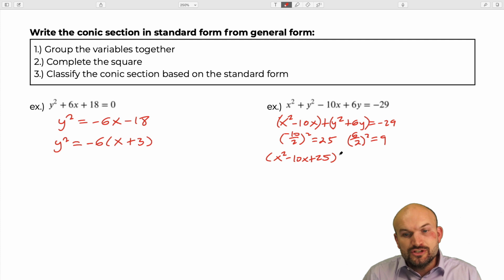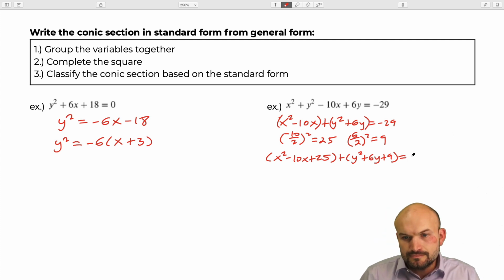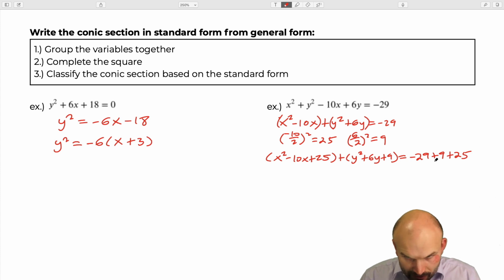Just remember that once you add them to the left-hand side, you're also going to want to add them to the right-hand side. So we're going to have y squared plus 6y, and then a plus 9, and over here a negative 29, and then we'll add a 9, and then we're going to add a 25.